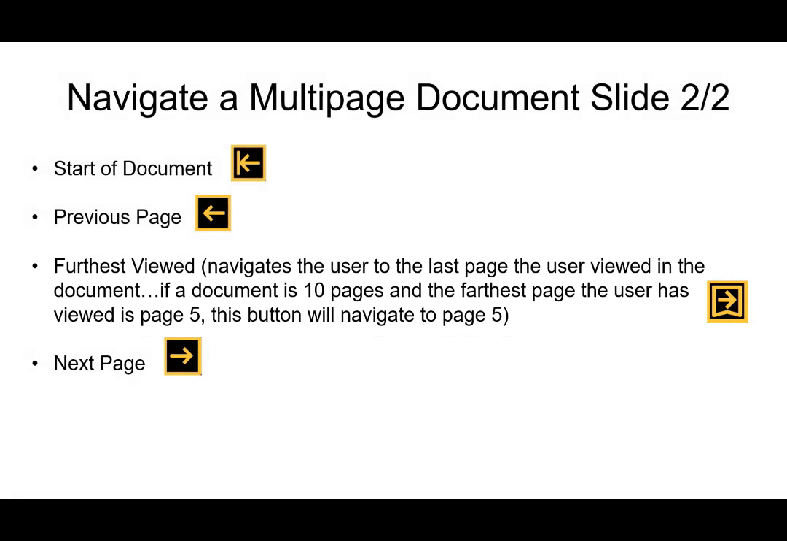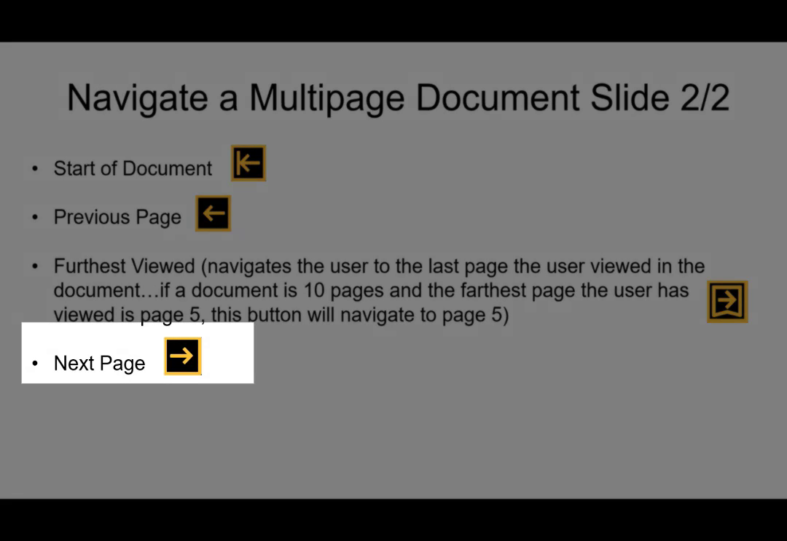So for example, if the document is 10 pages long and the furthest page that the user has ever viewed is page 5, it's going to take you to page 5. It won't take you to page 10. There is no end of document button. And the final button on the lower right is Next Page.